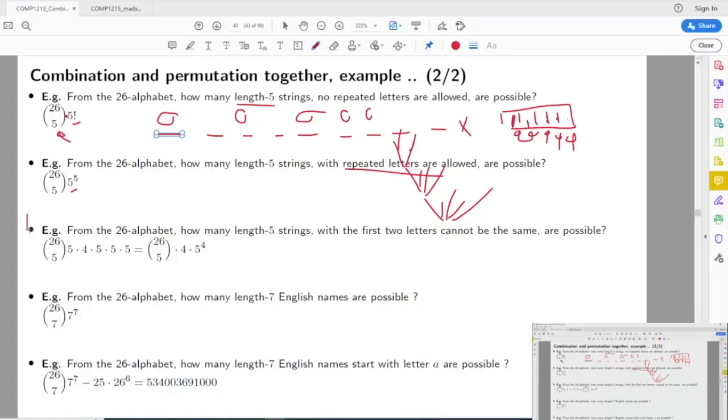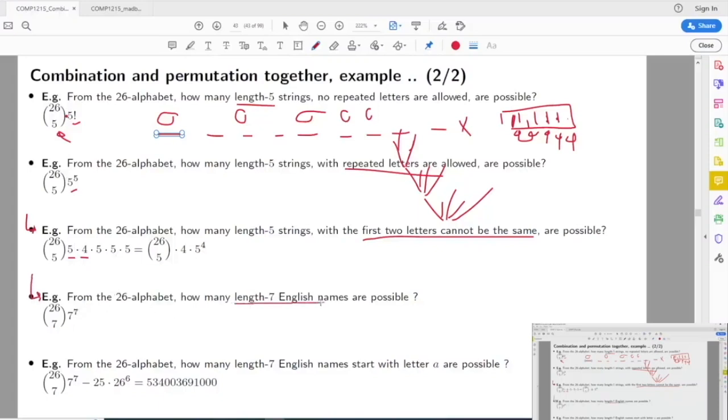Okay. Third example. Same. First 2 letters cannot be the same. So that means you cannot have A something, B something, C something. Then you do the what? This. So first letter is 3. Second letter cannot repeat the first letter, so -1. So that's the idea.